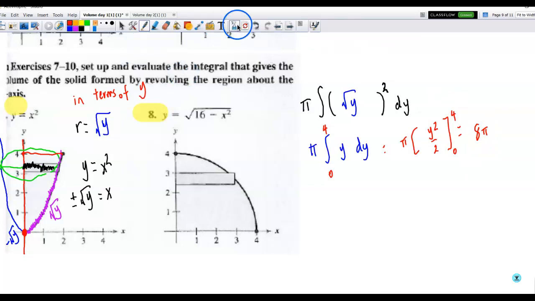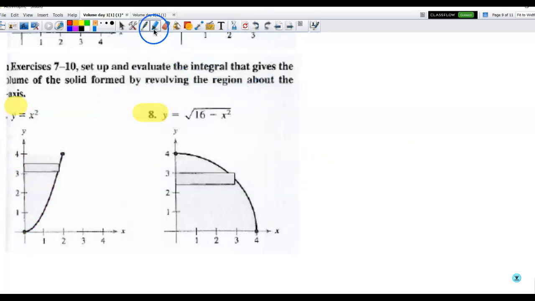All right, let's go on to number 8, which is also in terms of y. Same sort of deal. We are in terms of y because we are revolving around the y-axis. That's our axis of revolution.